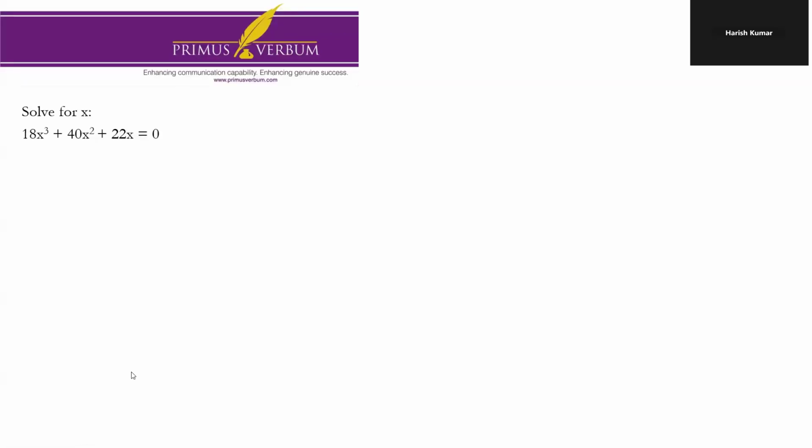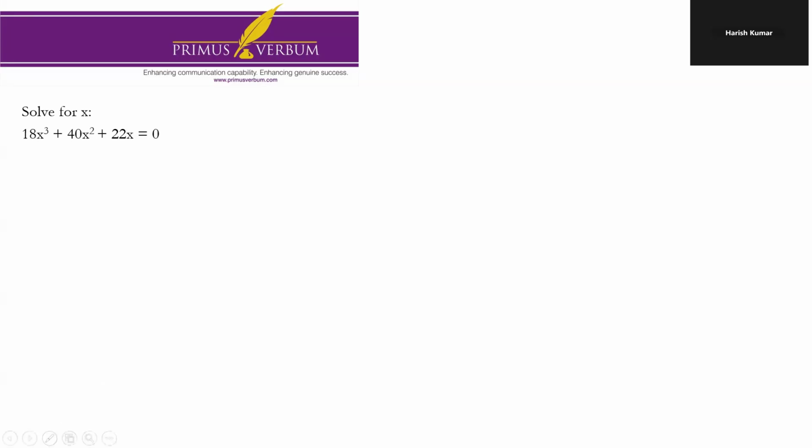Hi students, let's have a look at this equation. It's a cubic equation: 18x cubed plus 40x squared plus 22x is equal to 0. And we have to find the value for x. So how do we go about doing this?